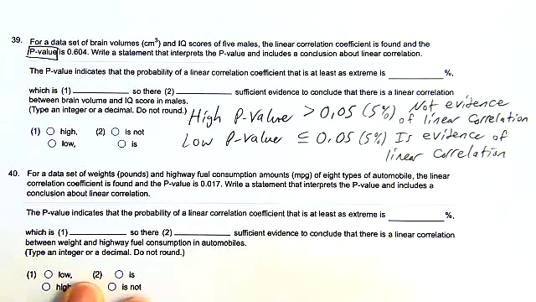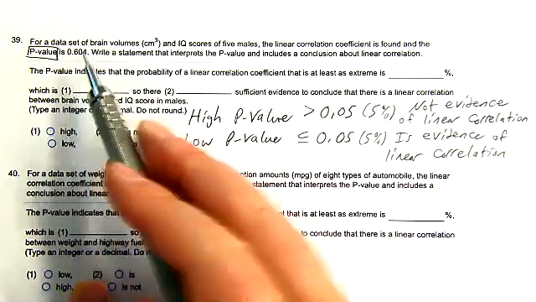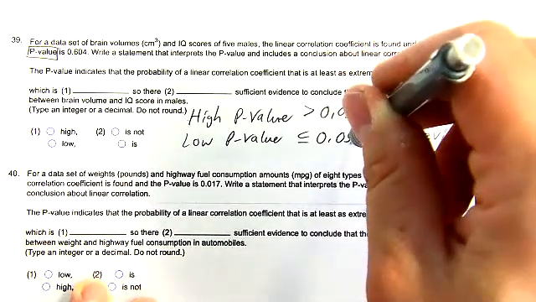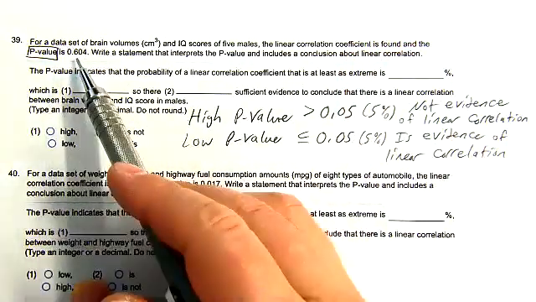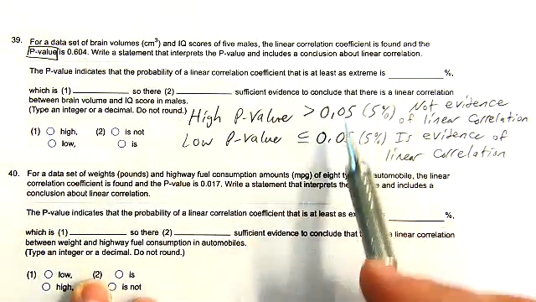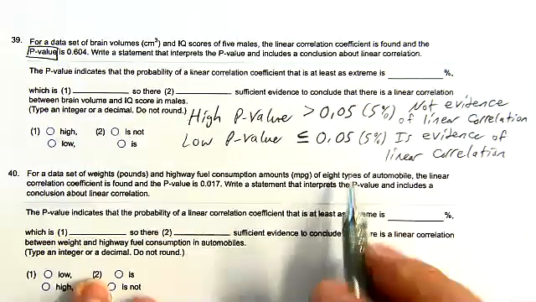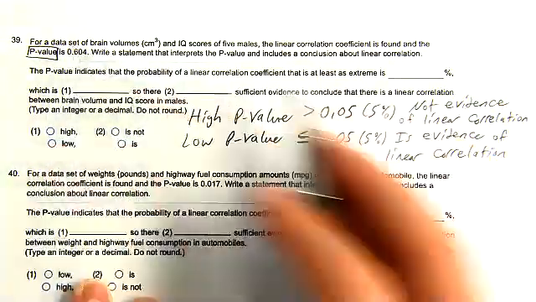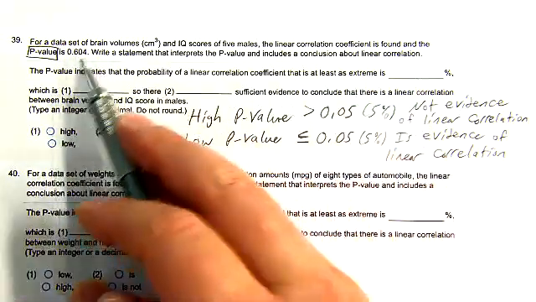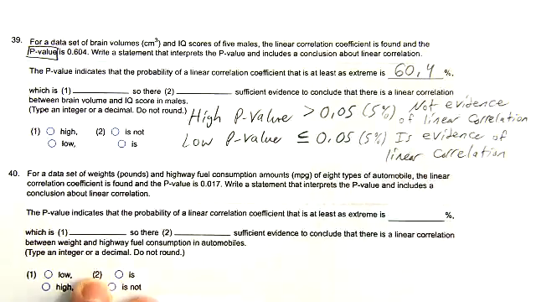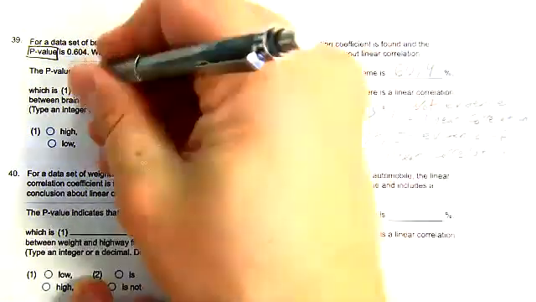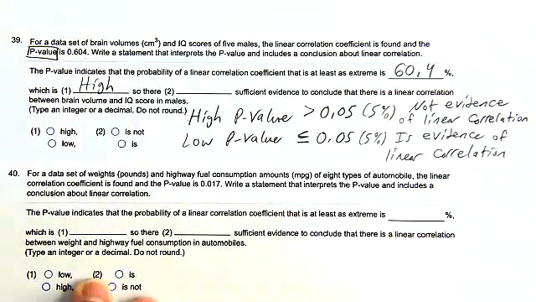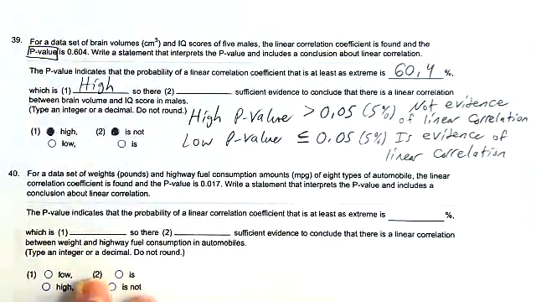So all we have to do is look at our p-value. It's either going to fit into this one or this one, and then we know the answer. So 0.6 is bigger than 0.05 or smaller than 0.05? Bigger, clearly. 0.6 is bigger, therefore there's not evidence of linear correlation. So this p-value is, oh, first they want you to convert it to a percentage. So hopefully everyone can see that 0.604 is 60.4%, which is high. So there is not sufficient evidence to conclude that there's linear correlation.